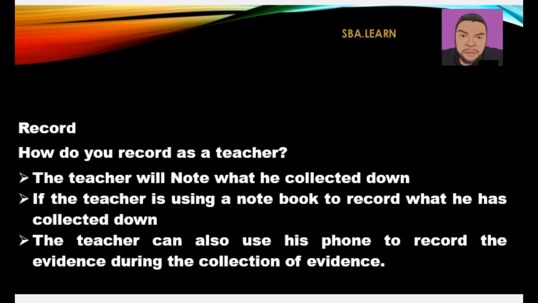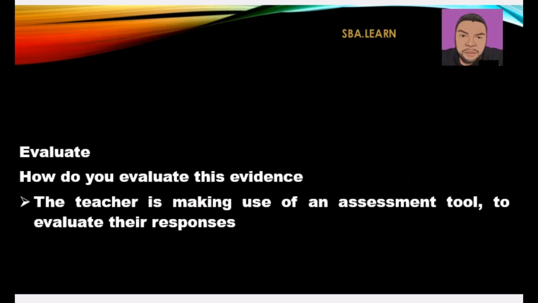Record. How do you record as a teacher? The teacher will note down what he collected. If the teacher is using a notebook to record what he has collected, the teacher can also use his phone to record the evidence during the collection of evidence.